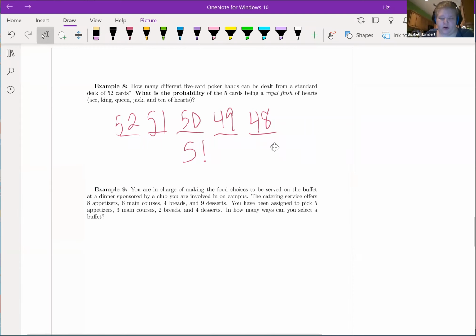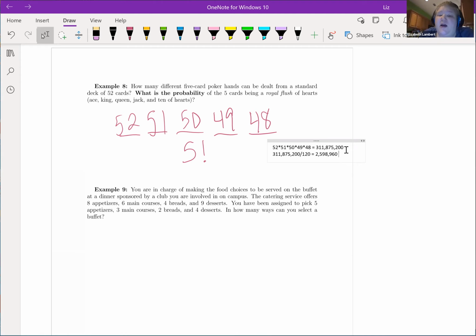So let me crunch the number. 52 times 51 times 50 times 49 times 48. This is definitely why we tell you to have a calculator. Divided by 120. So 2.6 million roughly. So that's how many different 5-card poker hands.